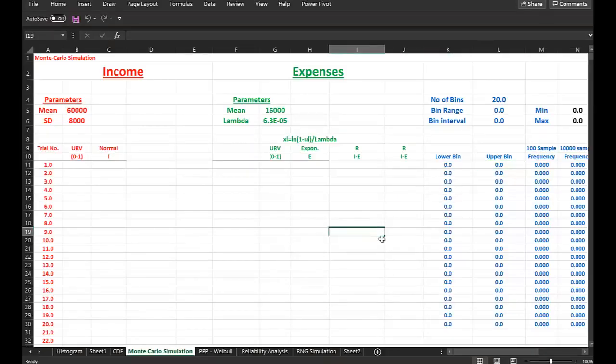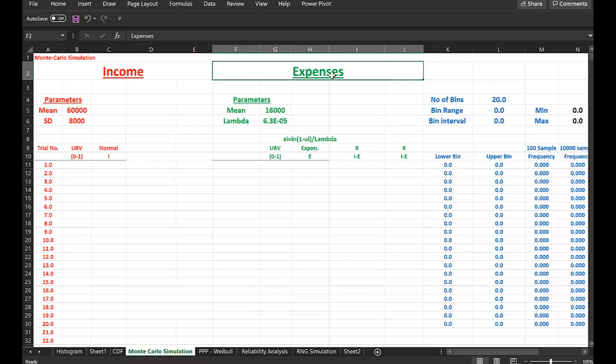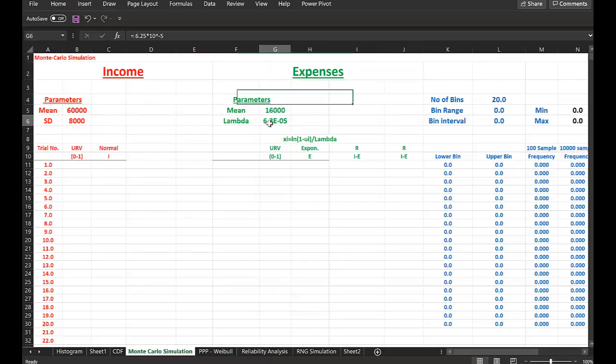So this Excel sheet shows income and expenses. Income follows a normal distribution with a mean of 60,000 and a standard deviation of 8,000. Expenses follow an exponential distribution with lambda 6.25 × 10^-5. So we can calculate the mean, that is 1 by lambda. This is the mean for expenses.